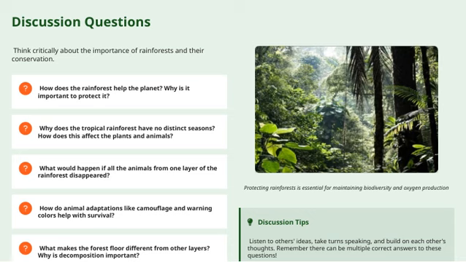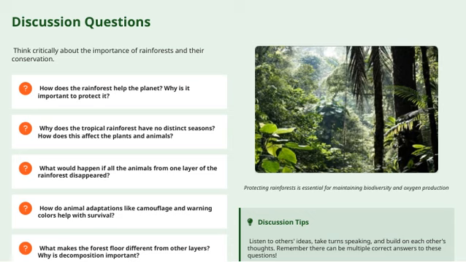Think about what might happen if all the animals from one layer of the rainforest suddenly disappeared. Each layer has a specific role, and losing animals from one layer could disrupt the entire ecosystem, affecting food chains, plant growth, and even the health of the forest itself.